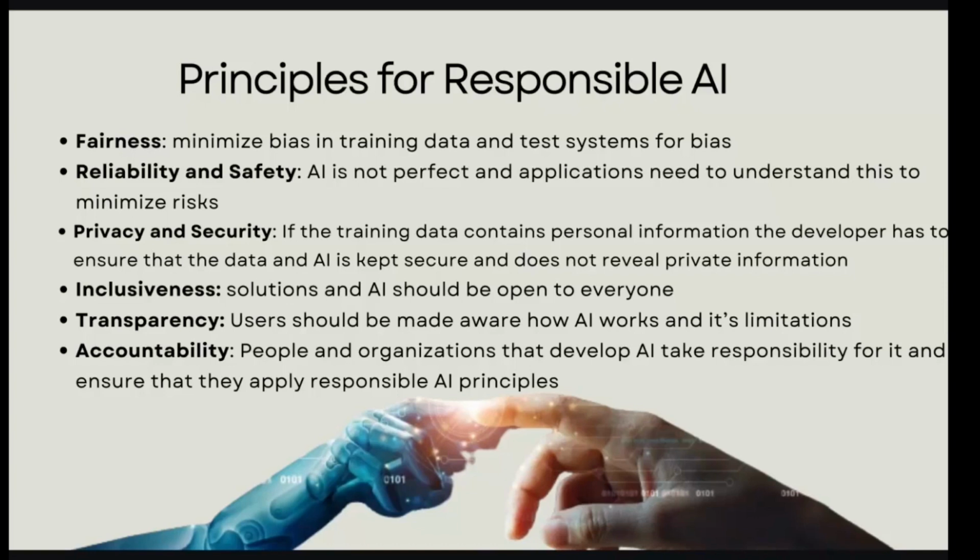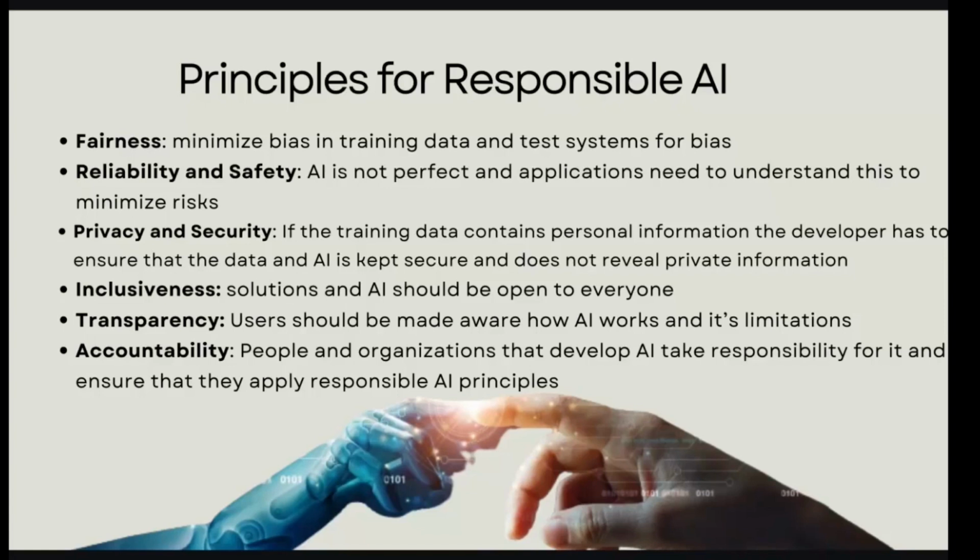And then there's privacy and security. If the training data contains personal information, the developer has to ensure that the data and AI is kept secure and does not reveal private information. So that's what I was talking about before, where it could be able to analyze the information given to it and redact any of that personal information like phone numbers, addresses, social security numbers that could potentially endanger the user and the people who inputted the information.